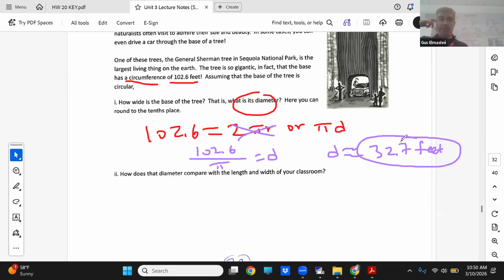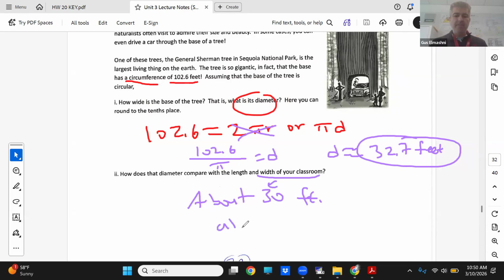All right. The width of this classroom, I'm trying to guess, is probably about 30 feet. So they're roughly equal. That's kind of crazy. A tree this wide would be pretty nuts, right? So, anyhow, they're roughly equal.